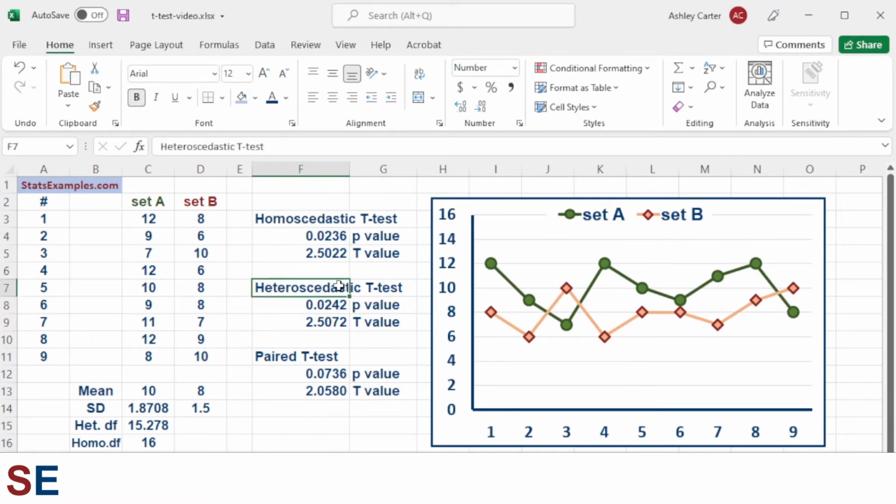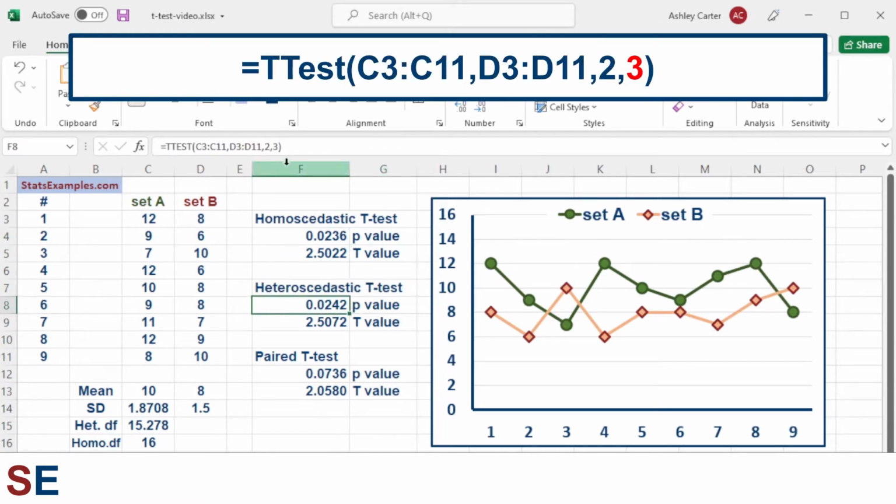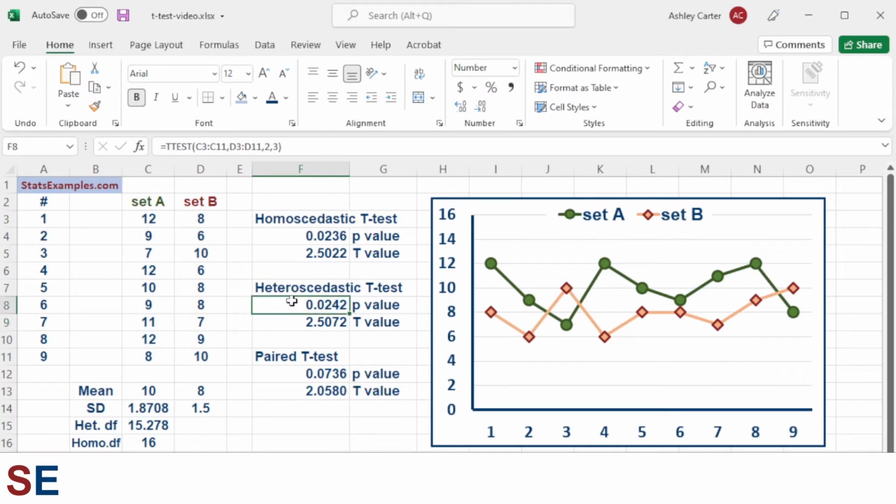Moving on to our heteroskedastic t-test, we have a very, very similar equation here. The only difference, in fact, is that there's a 3 instead of a 2 to indicate to Excel that we wanted to do a heteroskedastic test instead of a homoscedastic test. Our p-value we can see is 0.0242, almost exactly the same as the homoscedastic test.